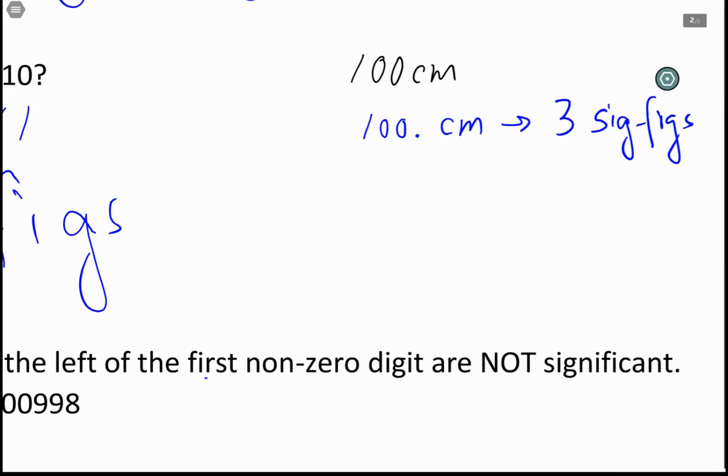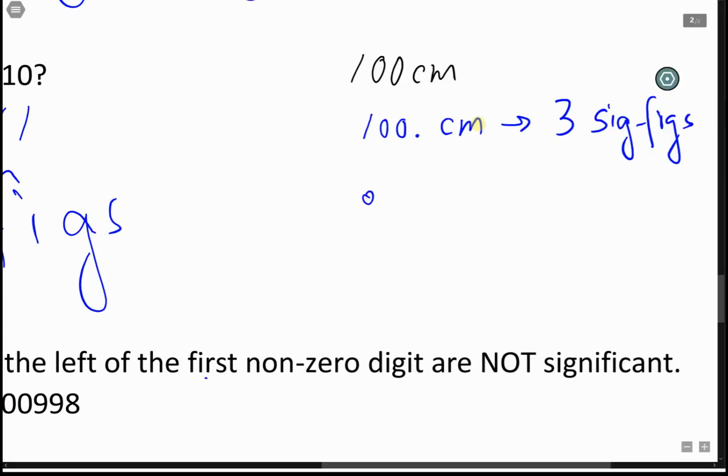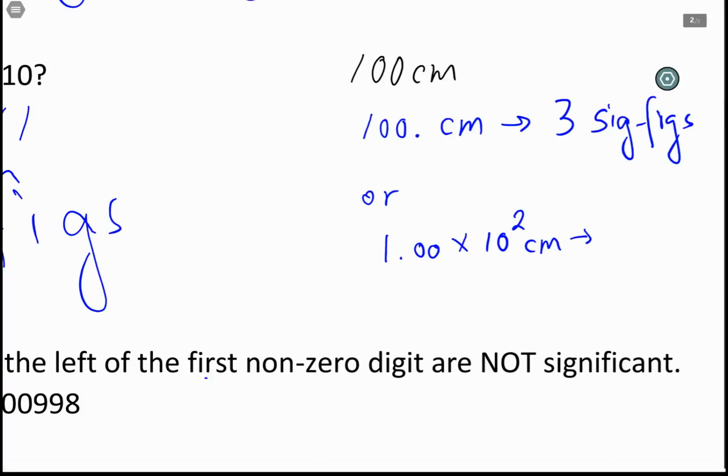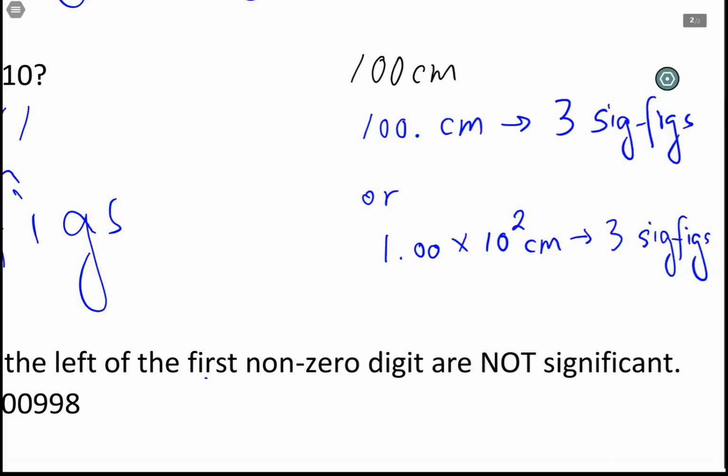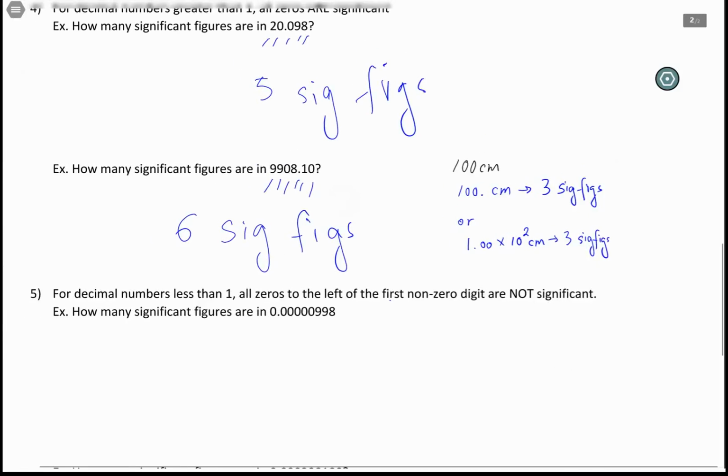Also, you can represent this using scientific notation. This is the reason why we learned about scientific notation in the first place. It's a good way to help you represent the number of sig figs as well. So these are examples of how you can use the decimal to help you communicate how many sig figs you want. Those are some side examples.